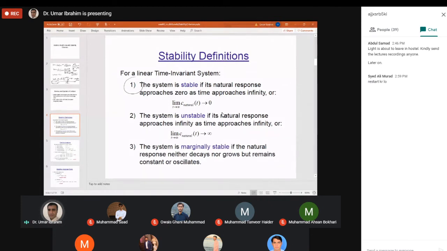So if you give some initial condition to a system and observe the response of the system after time t is equal to 0 up till time t approaches infinity: if the response approaches 0 as t approaches infinity, then the system is stable. If the response approaches infinity, then the system is unstable. If the response neither decays nor grows as t approaches infinity, then the system is called marginally stable. The same definition that we discussed in the previous slide.